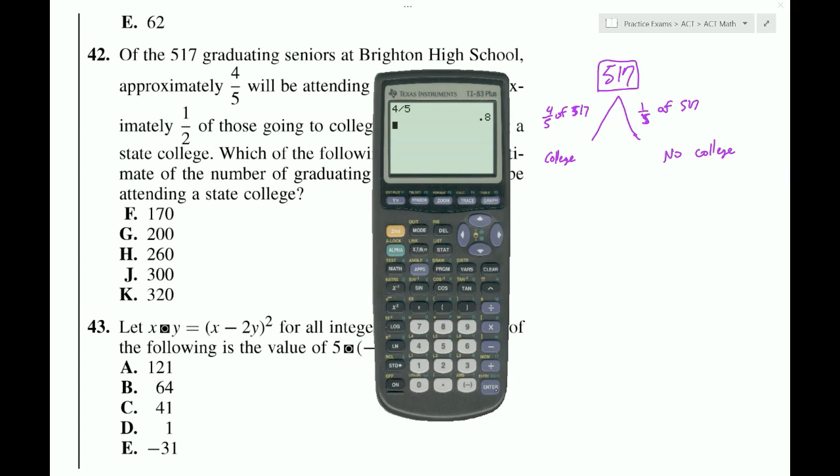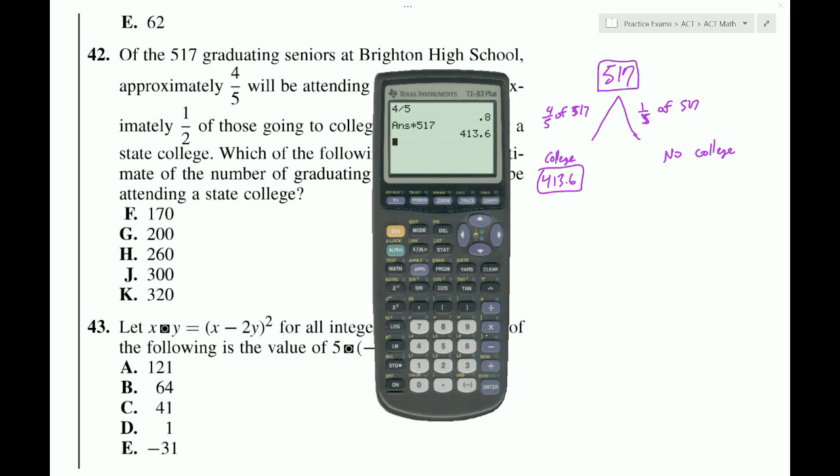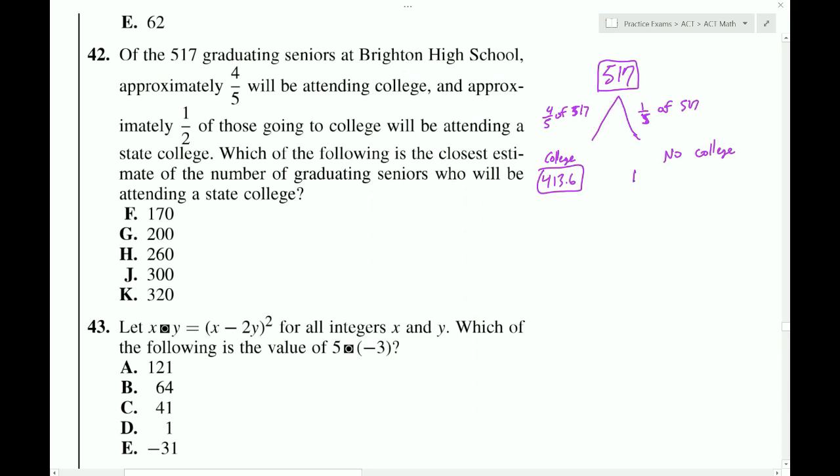4/5 equals this. Of means times 517. 413.6. Okay? 413.6. Obviously you can't have 0.6 of a person, but that's alright for now. And then 517 times 1/5, or divided by 5, is 103.4. Okay, 103.4 goes this way.